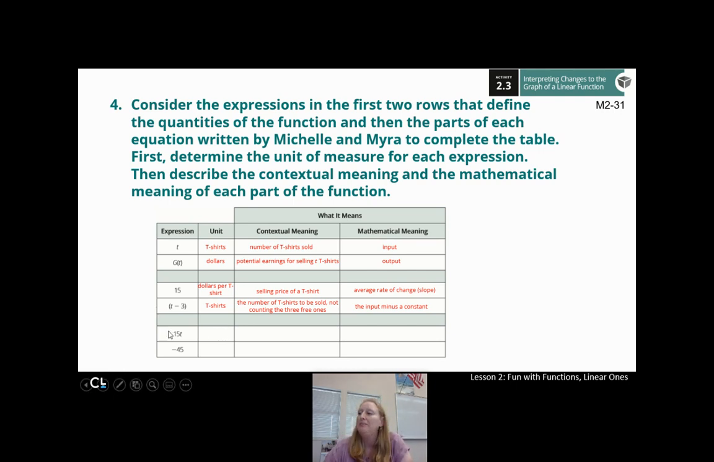That's how it goes. Looking at Myra's version of the equation, 15t and a negative 45. So that 15t is in dollars, actually, believe it or not. Because remember that 15 is in dollars per t-shirt and t is in t-shirts. So the t-shirts cancel out and you just end up with dollars. Contextually speaking, this is the earnings for t-shirts being sold. This is how much money she gets as she sells t-shirts. And so it's actually a rate or a slope times the input. I put rate for average rate of change, but again, you could have used the word slope there. That would have been fine.